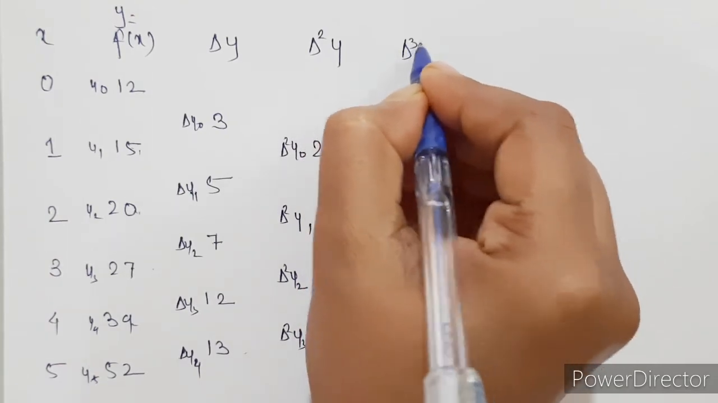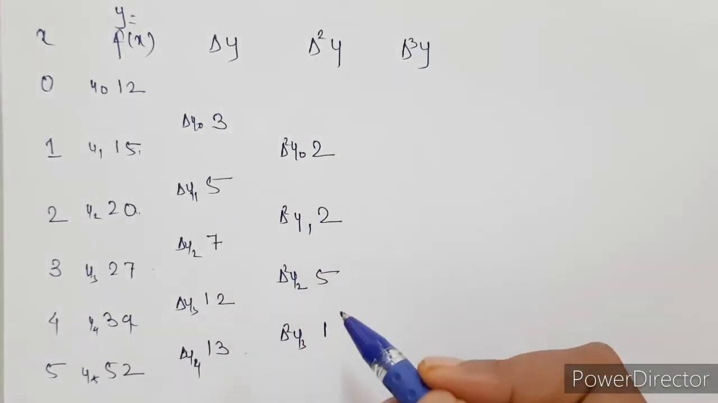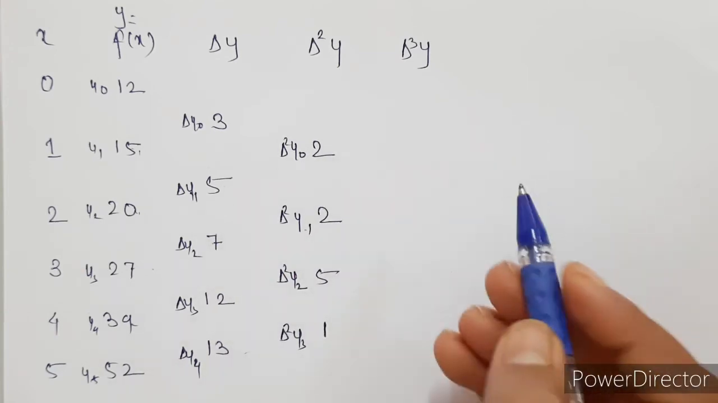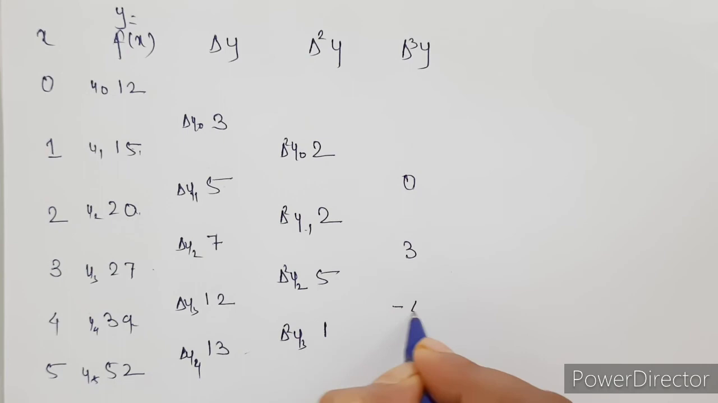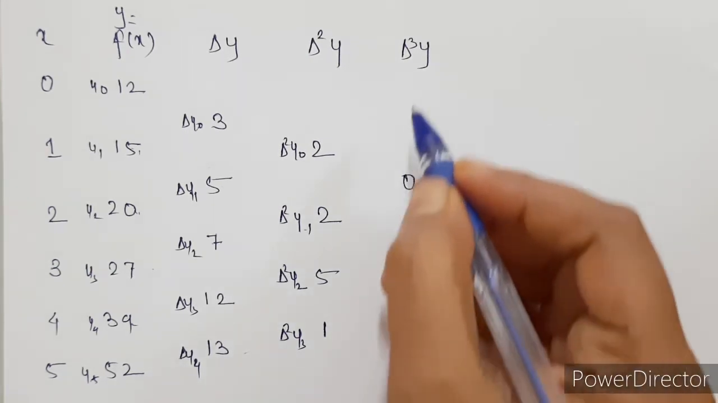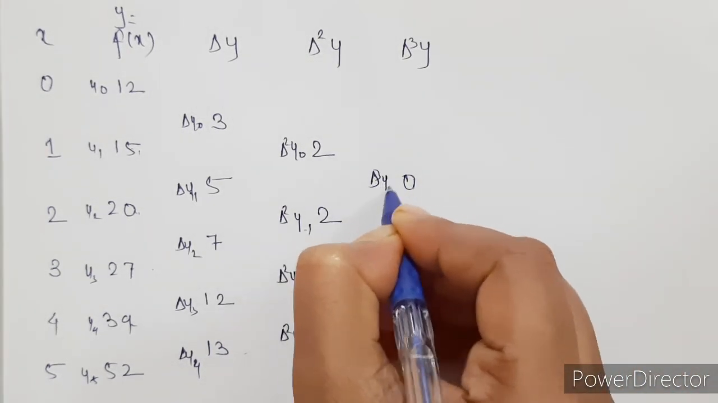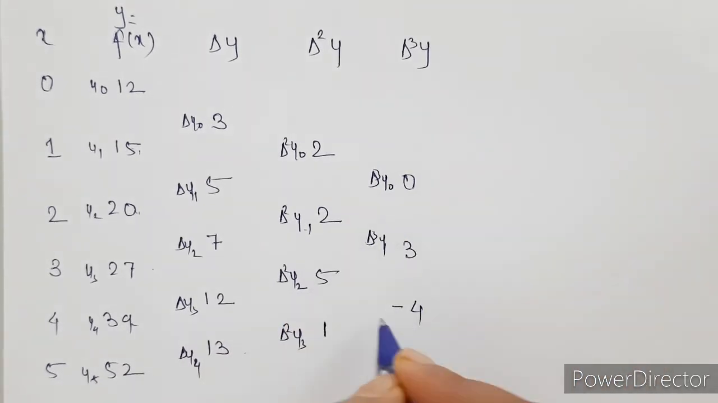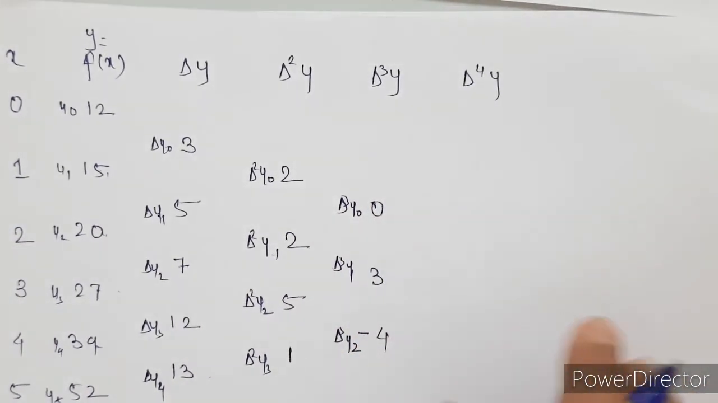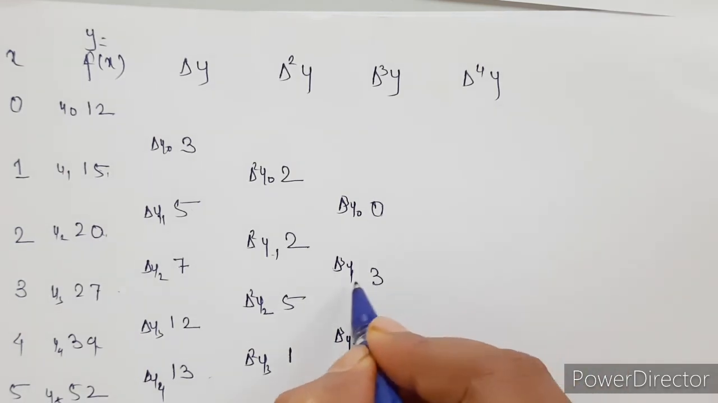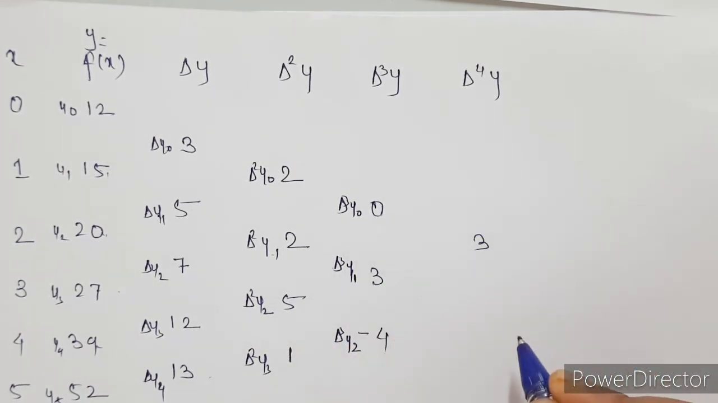Now third difference will be in between the second differences. So this is 0, 3 and here we have minus 4. We got third differences. So this is third difference of y0, third difference of y1, third difference of y2. Now we need to find fourth differences. So fourth differences will be in between these third differences. So 3 minus 0, 3, minus 4 minus 3, minus 7.